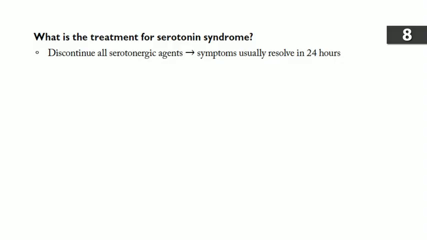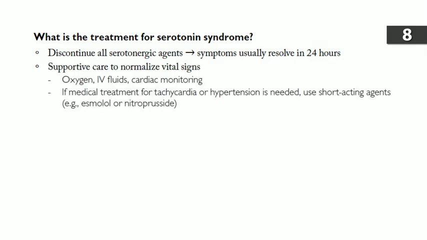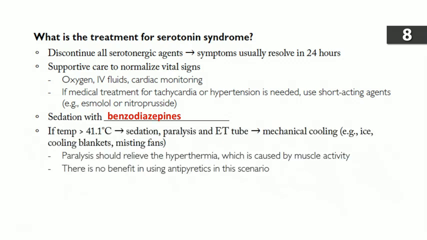Then the next question asks, what's the treatment for serotonin syndrome? So first of all, you definitely want to discontinue all serotonergic agents. You want to do supportive care to normalize the patient's vital signs, things like oxygen, fluids, cardiac monitoring. If they need treatment for hypertension or tachycardia, you can use a short-acting agent. You can sedate the patient with benzodiazepines. If the patient's hyperthermic, you should paralyze the patient and then cool the patient off.